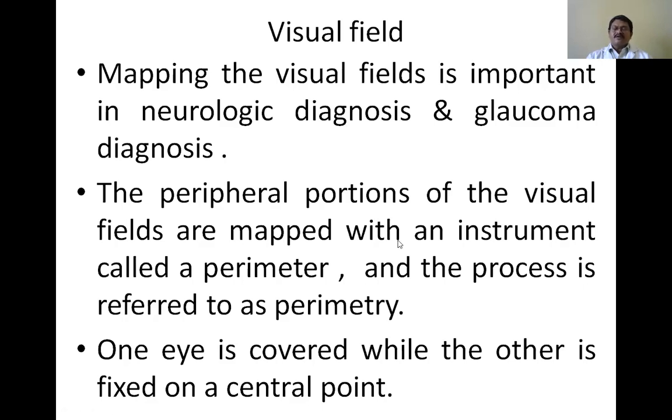Okay, the peripheral portion of the visual field is mapped with an instrument called the perimeter. The instrument used to map the visual field is called the perimeter, and the process is called perimetry. Whenever you are doing visual fields, you must cover one eye and test uniocularly, like when estimating visual acuity. Perimetry also must be done with one eye.